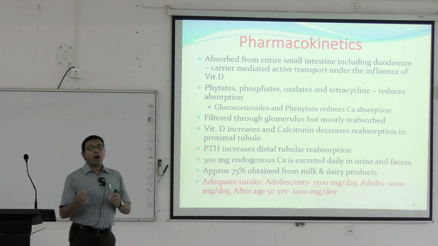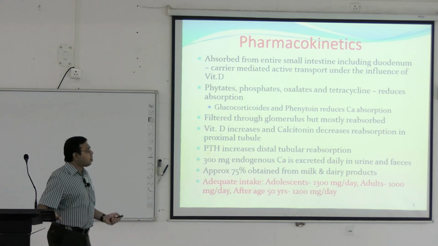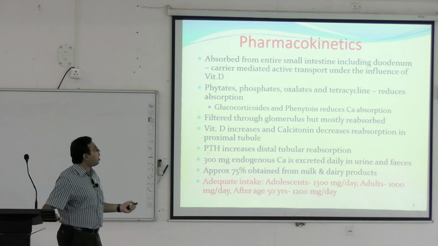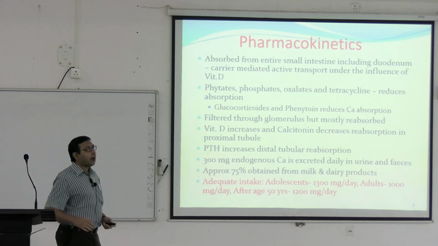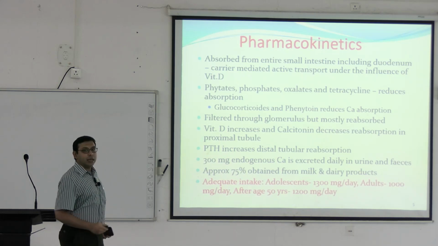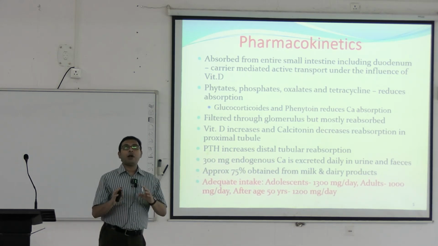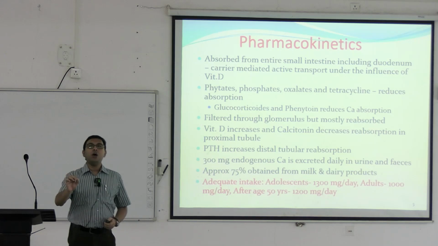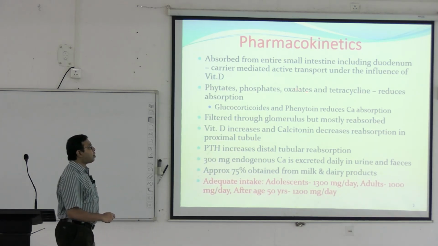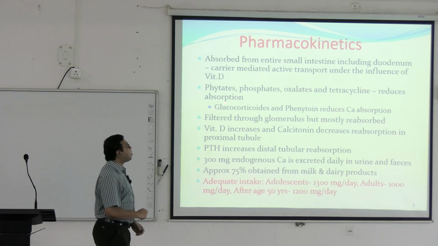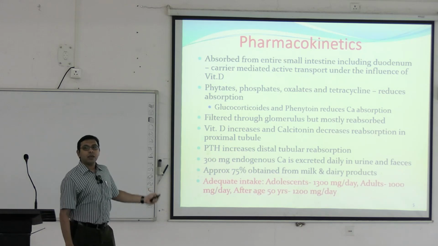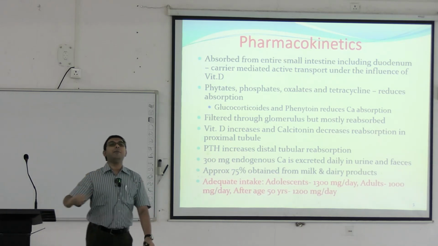Now pharmacokinetics, how this calcium is absorbed, more or less it is simple. It is absorbed from the entire small intestine including duodenum, and carrier mediated active transport occurs under the influence of vitamin D. So vitamin D is the most important hormone for the absorption of the calcium. Phytate, phosphate, oxalate and tetracycline reduce absorption. Of these, phytate, phosphate, oxalates are present in different vegetables.